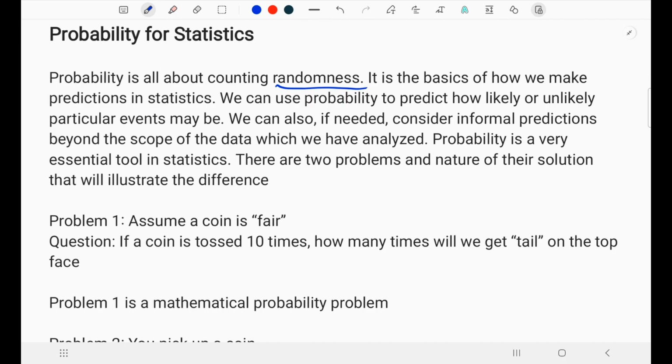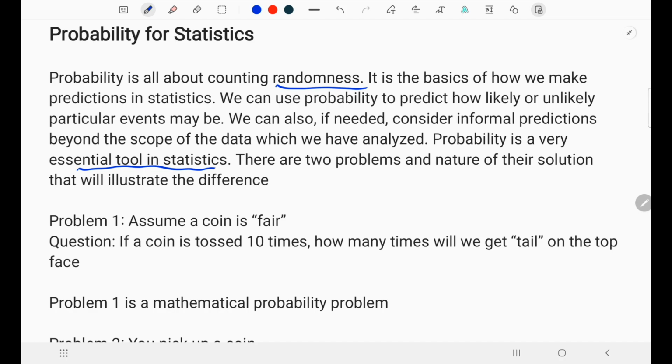It is the basics of how we make a prediction in statistics. We can use probability to predict how likely or unlikely particular events are to happen. So I can say it may rain today or not. This is just a problem statement for the probability of raining or not. We can also, if needed, consider informal prediction beyond the scope of the data which we have analyzed. Probability is a very essential tool in statistics.